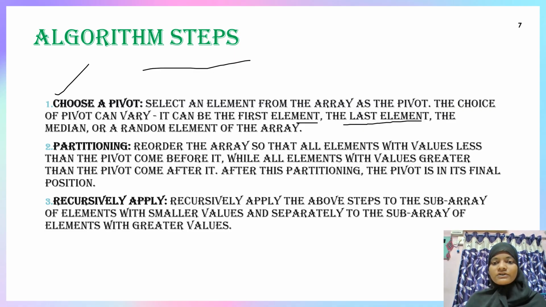Reorder the array so that all the elements with values less than the pivot come before it, while all the elements with values greater than the pivot come after it. After this partitioning, the pivot is in its final position. Recursively apply the same procedure: choosing a pivot, partitioning, and again applying the same principles.